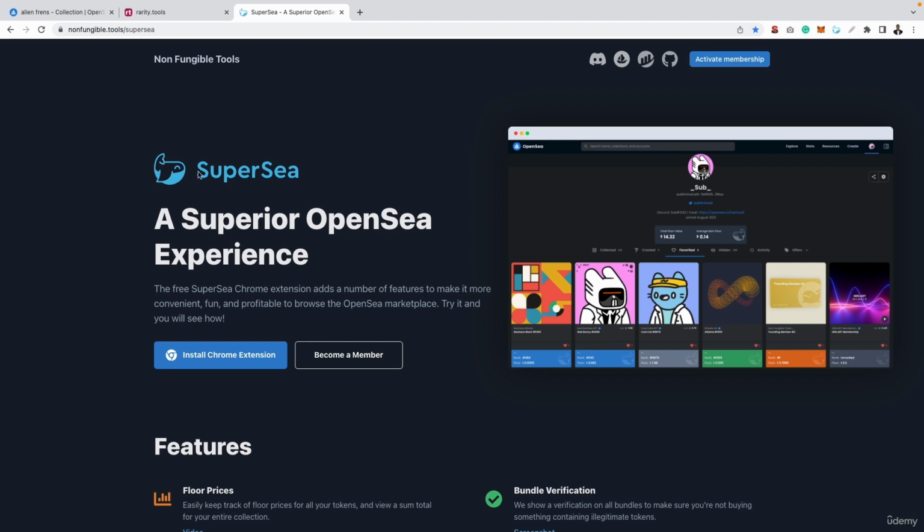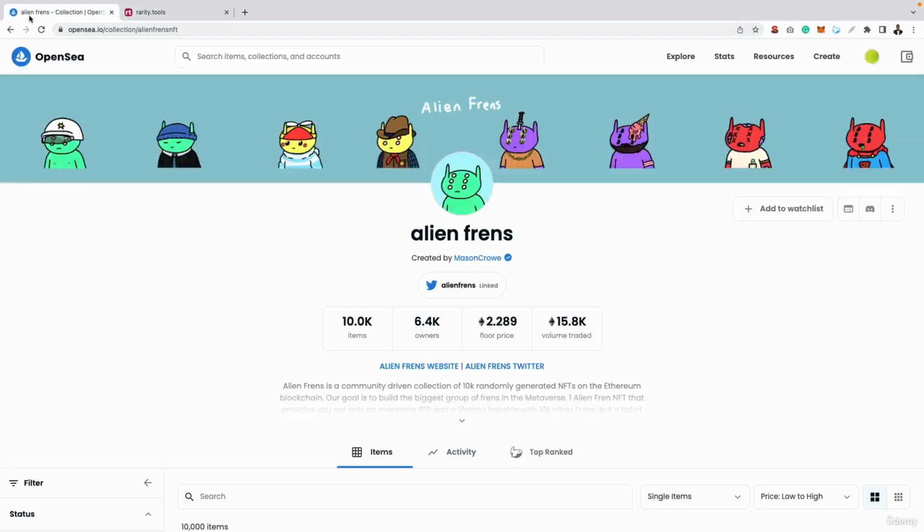Well, I actually found another tool you can use to work out the rarity score other than Super C. Now, I will be honest with you, it is a little bit longer than Super C. It's not as convenient and it is missing quite a few features like a buy now button, for example. However, let's imagine you are looking at this collection, Alien Friends.